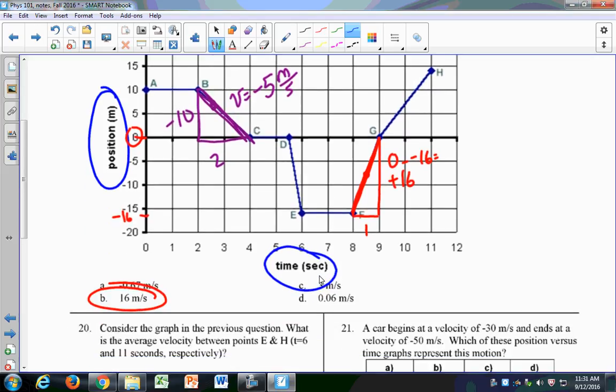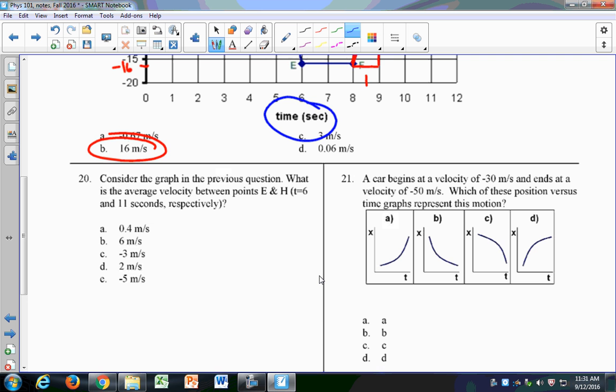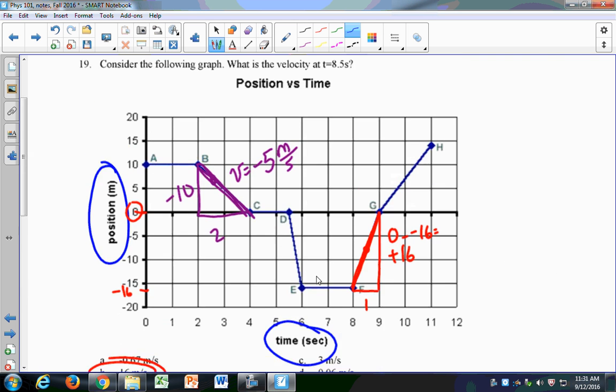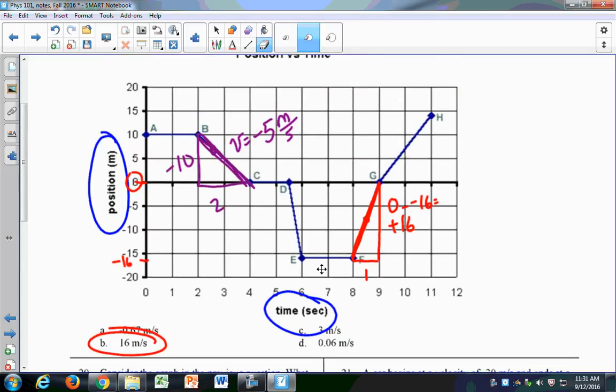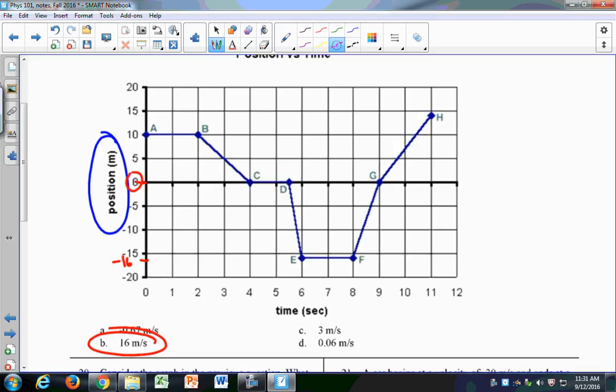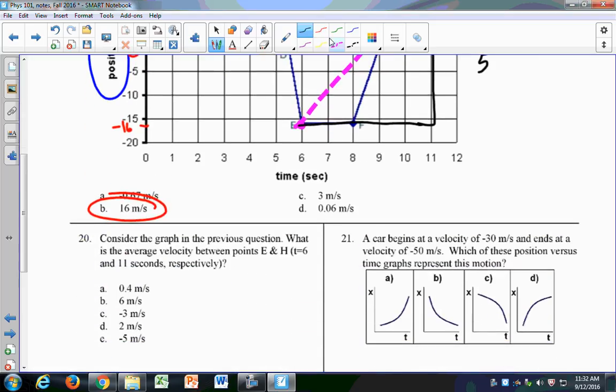Is this useful for y'all? Okay, average velocity. So from a graph, I could ask you, what is the average velocity? Here we're doing between E and H. That's between this point and this point. Really what you're doing when you're finding average velocity is you're finding the slope of that line. So I would just say my rise is from negative 16 to 15, looks like. So that's 31 divided by 5, so it's about equal to 6. So the answer would be 6 meters per second.